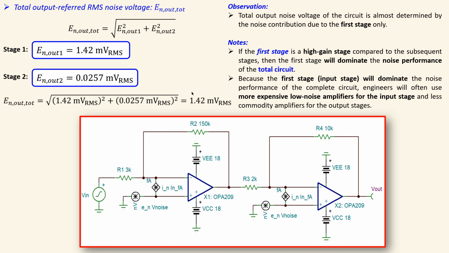Now that will give actually the following rule of thumb. Because the first stage or the input stage will dominate the noise performance of the complete circuit, engineers will often use a more expensive or more elaborate low noise amplifier for the first stage, and then less expensive amplifiers for the subsequent stages, because this first part will dominate the complete noise performance. That's of course if you look only in terms of noise. So that's our result. So we need, of course, to verify this.